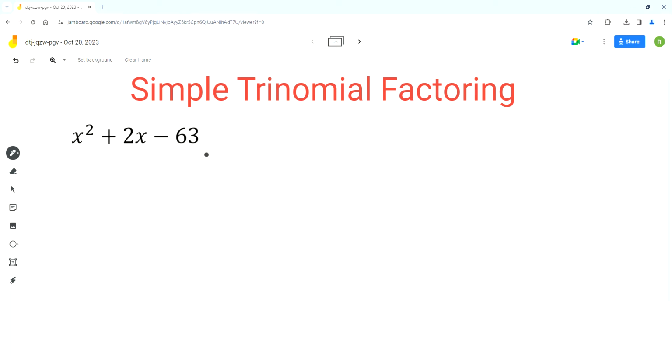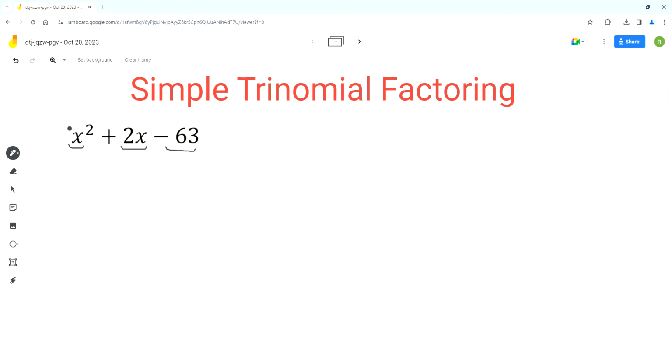Now this expression is a trinomial because there are three terms in this expression. The first term is x squared, the second term is 2x, and the third term is minus 63. Now this is a simple trinomial because the coefficient of the x squared term is this invisible 1.